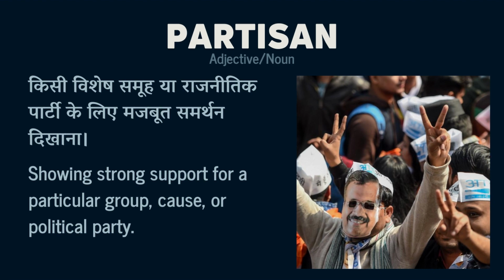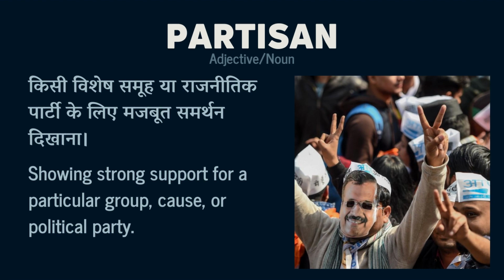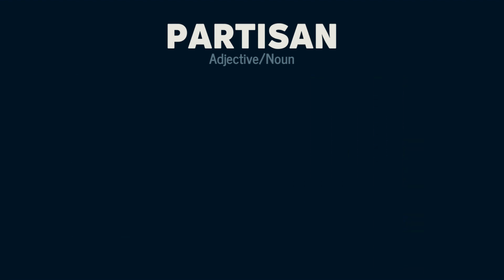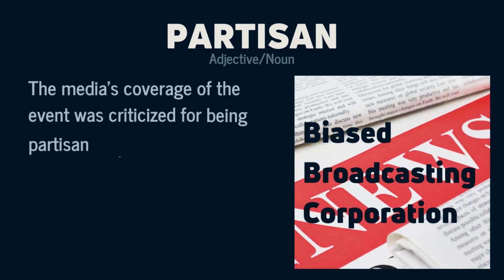A partisan is someone or something that shows strong support for a particular group, cause or political party. It can be an adjective or a noun. आसान शब्दों में किसी विशेष समूह या राजनीतिक पार्टी के लिए मजबूत समर्थन दिखाना. So, if someone is showing a lot of support for one side, they are being partisan. उदाहरण के लिए, the media's coverage of the event was criticized for being partisan and biased.